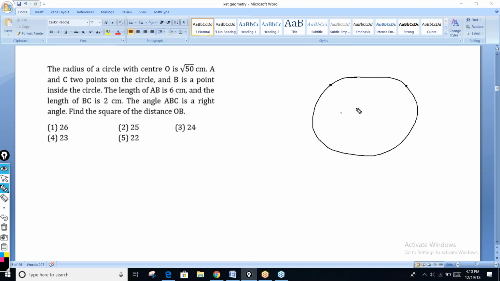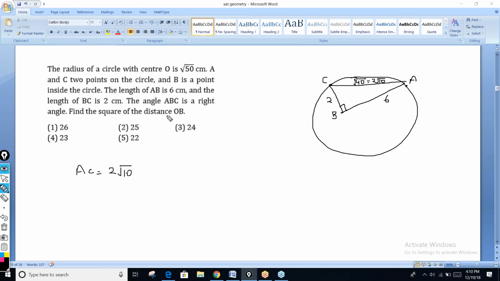So let's say this is AB. A and C are the 2 points. This is 6, this is 2. And the angle ABC is a right angle. So if this is 6, this is 2, I can say this is root of 36 plus 4, that is 2 root 10. The first step, I get the length of AC, which is 2 root 10 by Pythagoras.